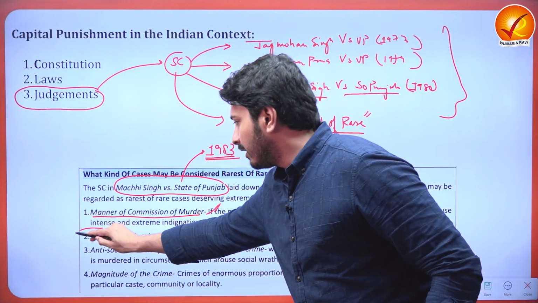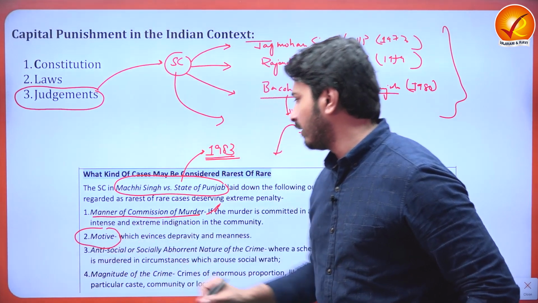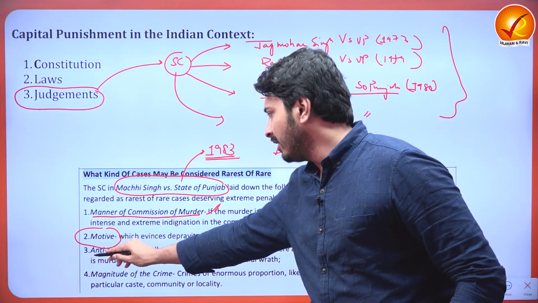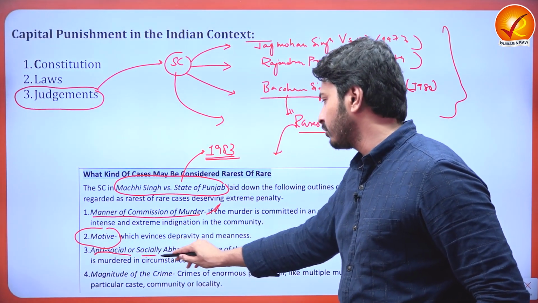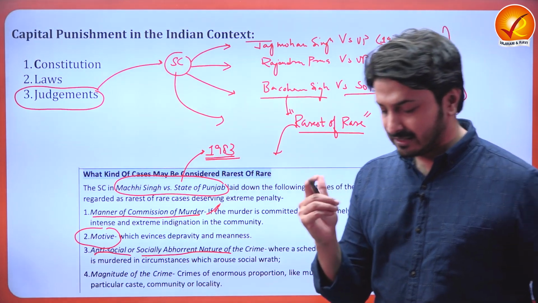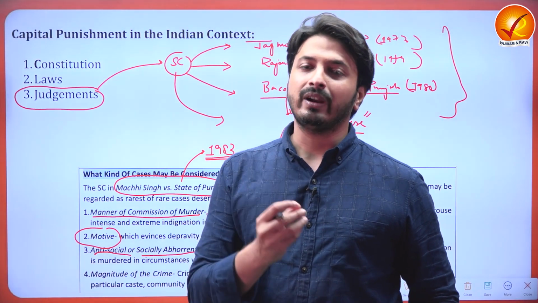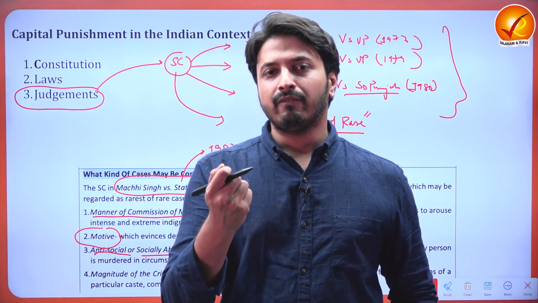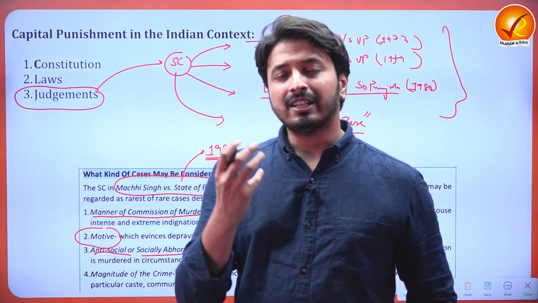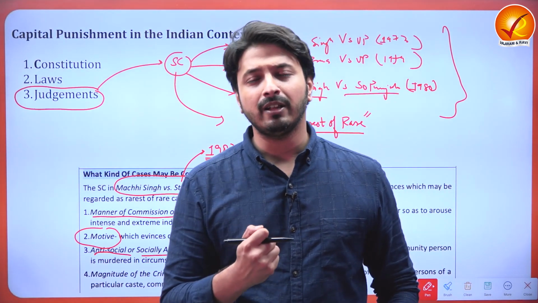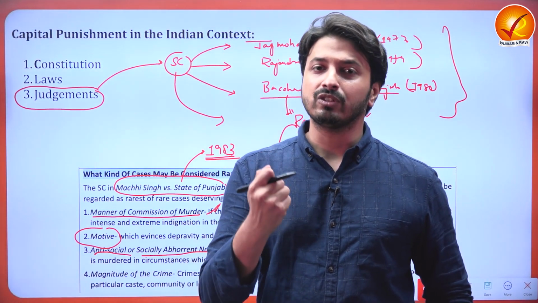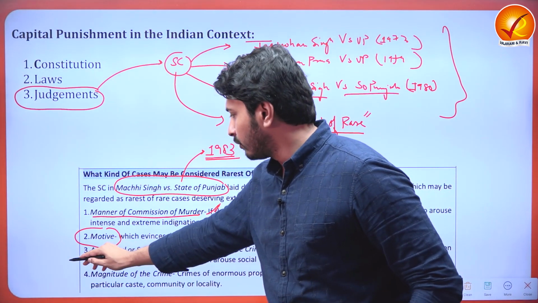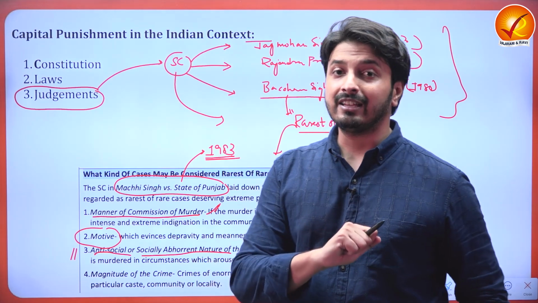Apart from it, the judge also has to note the motive of that particular crime as well. Apart from it, whether the crime was of antisocial or socially abhorrent nature. That is, certain times, as it is quite evident in the news pieces as well, we come across news that a 1-year-old baby was raped. Such kinds of crimes are very socially abhorrent, and they evoke and arouse a lot of indignation within our society. So such kinds of cases will also fall under the rarest of rare doctrine.